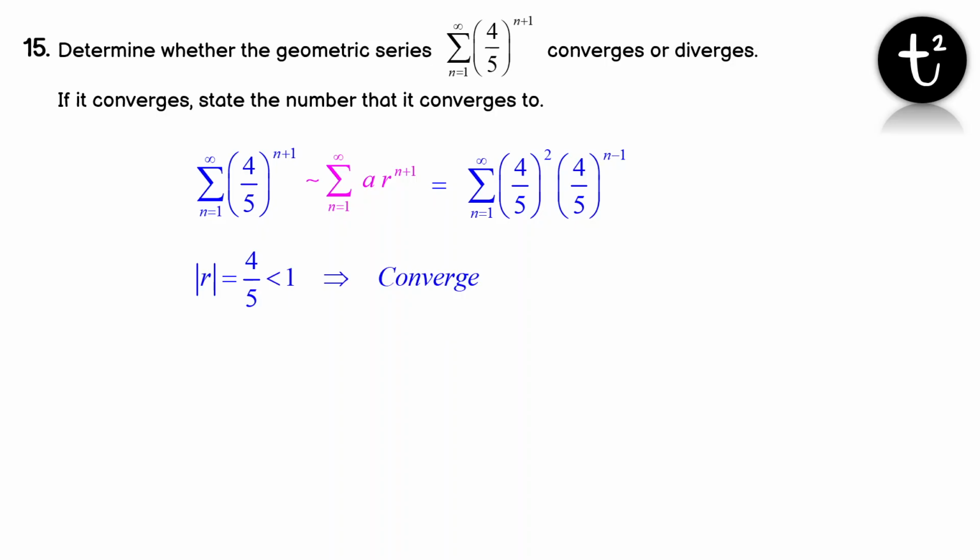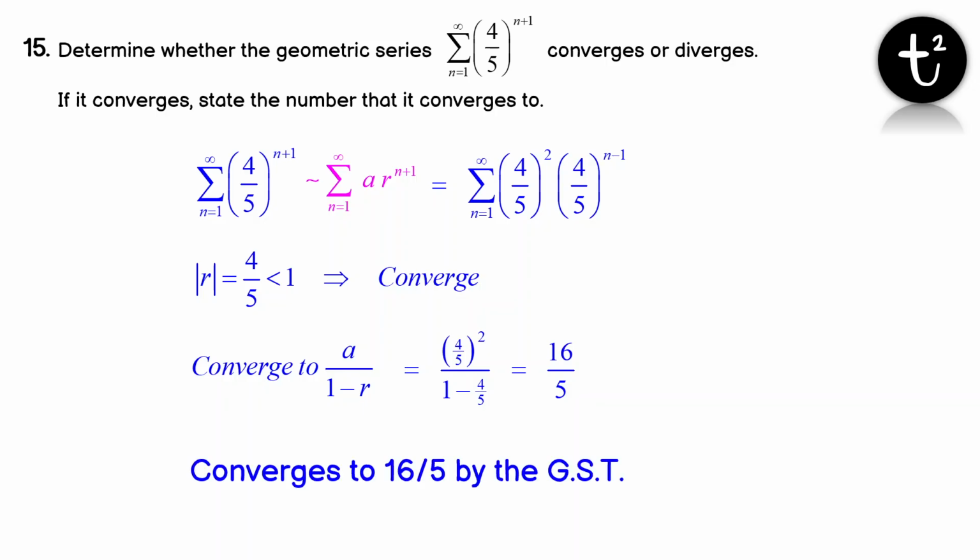So we can read off here, absolute value of r is 4 over 5. Since that is less than 1, the geometric series test says that this series will converge. It also tells me that it's going to converge to a over 1 minus r. So that will be 4/5 squared divided by 1 minus 4 over 5. This is equal to 16 over 5. So this series converges to 16/5 by the geometric series test.